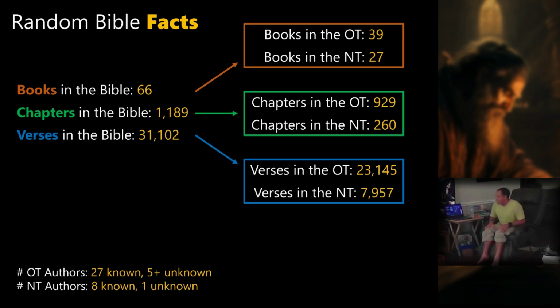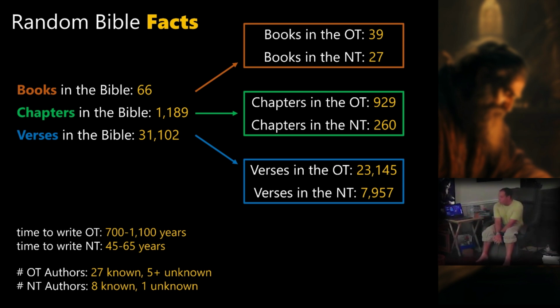And then, when it comes to the Old Testament authors, there are 27 known authors and 5 or more unknown authors. Right? There are some books where we just don't know for sure who wrote it. People just have theories. The New Testament, there are 8 known authors, and there's 1 unknown author. Right? The 8 known authors would be Matthew, Mark, Luke, John. Let's see if I can do these all. Okay. Paul, Peter, Jude, and James. Right? Those would be the 8 known authors, and then the 1 unknown one would be the author of Hebrews, which could have been one of those 8, or it could be somebody else.